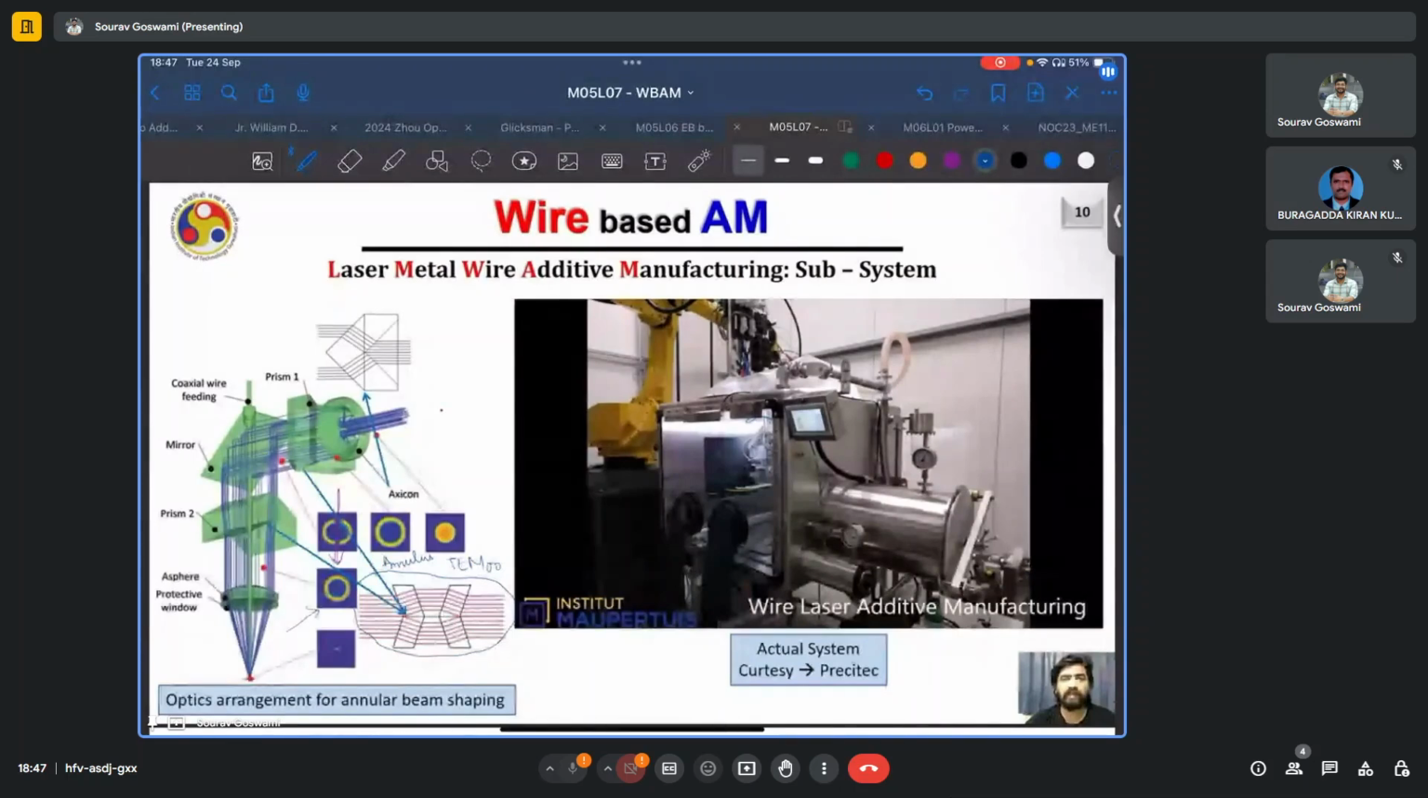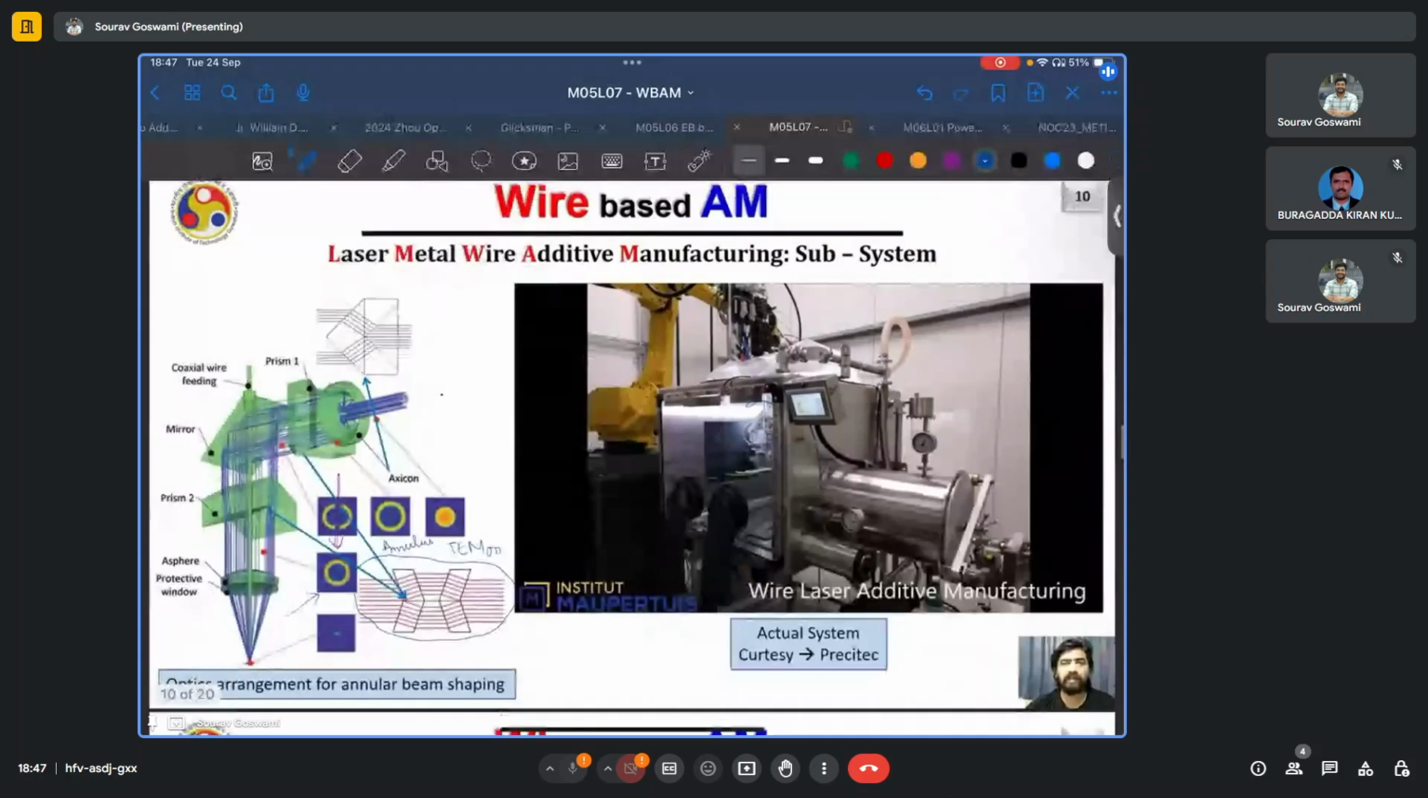Further, this donut-shaped beam is then converged onto a single point or onto a small region on your intended focal point. And this has been commercialized by Precitech.